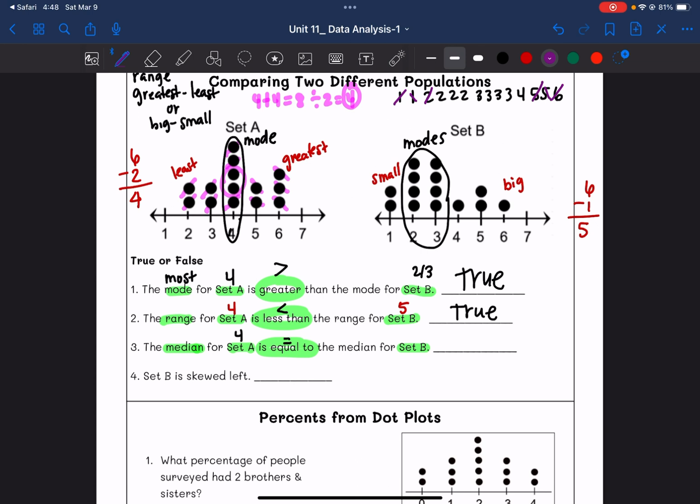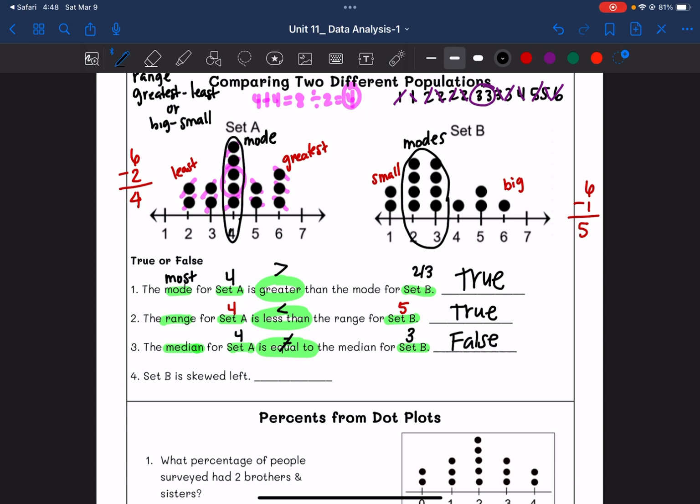Cross off on both sides until I get to the 2 middle numbers, which is 3 plus 3. Now remember, 3 plus 3 is 6. 6 divided by 2 is 3. It's still 3. Okay, so here, is 4 equal to 3? That is false. It is not equal to 3. It is greater than 3.